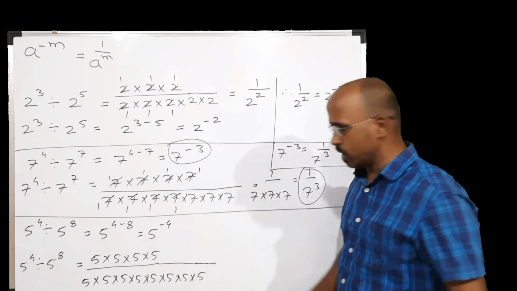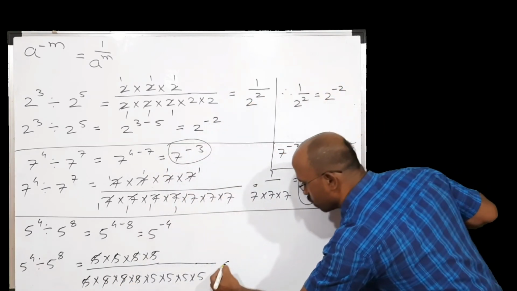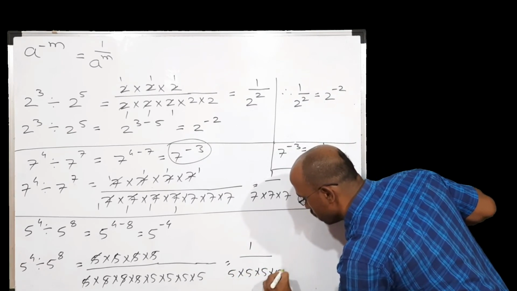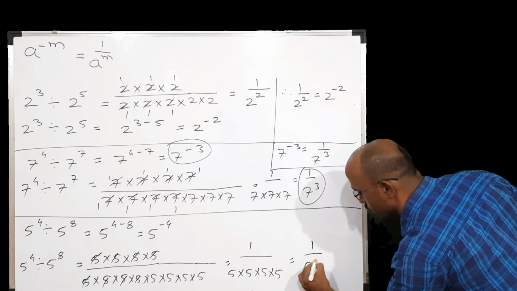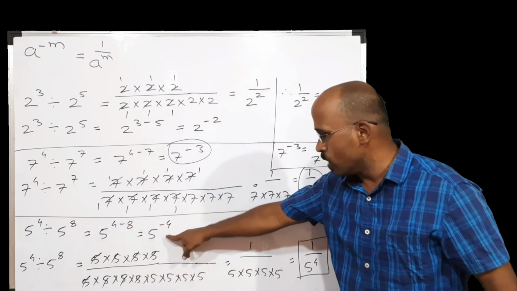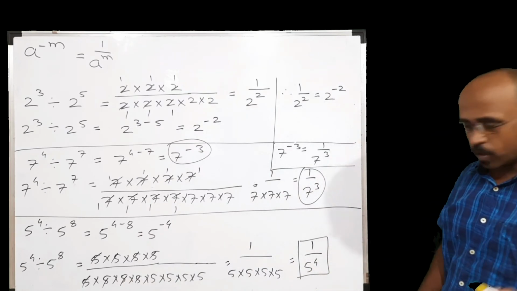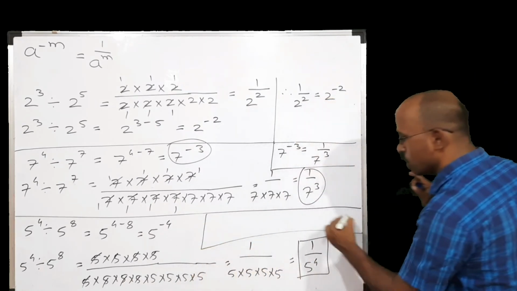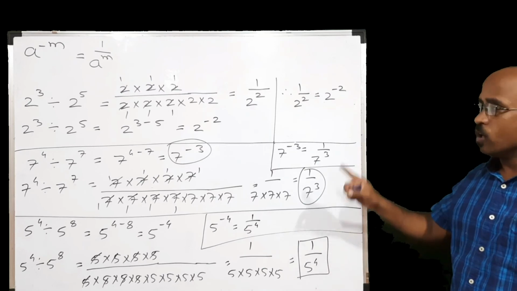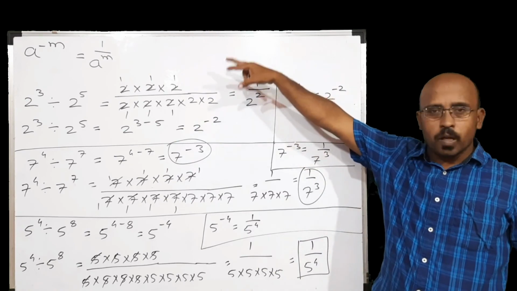By applying test of divisibility, 1, 2, 3, 4 fives will cut, and what will remain at the denominator? 1 upon 5 into 5 into 5 into 5, which is nothing but 1 upon 5 raised to 4. So 5 raised to 4 divided by 5 raised to 8 is equal to 5 raised to minus 4, and also equal to 1 upon 5 raised to plus 4. So can we say that 5 raised to minus 4 is equal to 1 upon 5 raised to plus 4, right? So we found a rule that a raised to minus m is equal to 1 upon a raised to plus m.